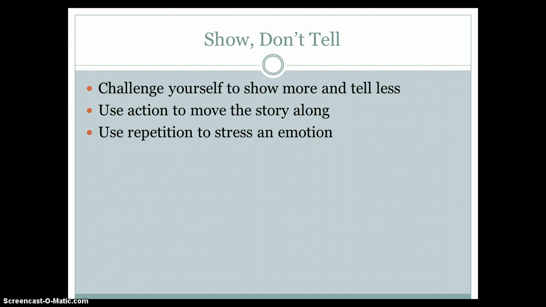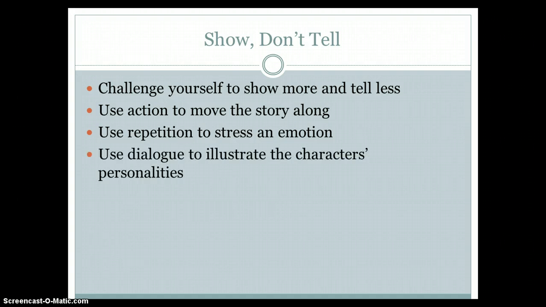We want to use things like repetition to stress emotion, and we want to use dialogue to illustrate the characters' personalities. So don't tell me that a character was nice or intelligent. Show me through dialogue that the character was nice, that the character was intelligent, or through the character's actions.